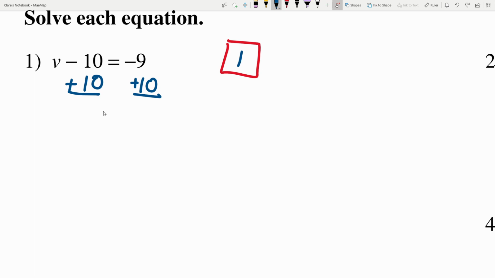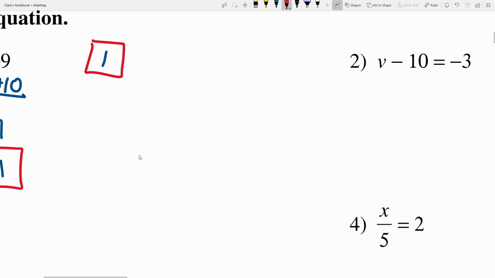Even though I'm changing it, I'm not changing the values. I'm just manipulating it. So negative 10 plus 10 gives v plus 0. And negative 9 plus 10 gives me a positive 1. And v plus 0, remember, 0 doesn't change the value, so v plus 0 is v. So v equals 1. Again, 1 is our solution in number 1. Let's move on to number 2.